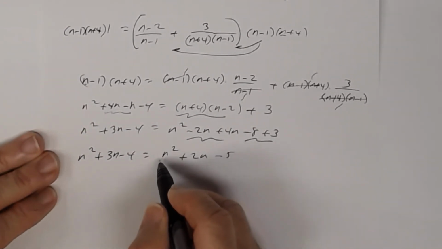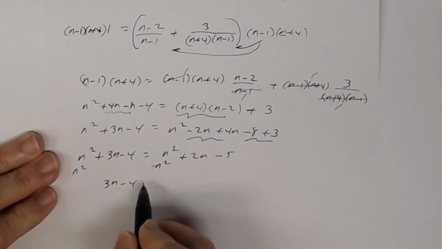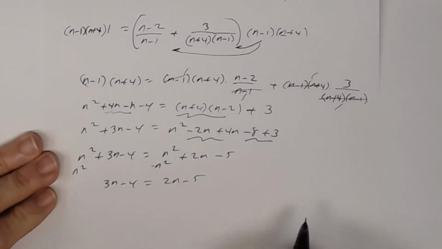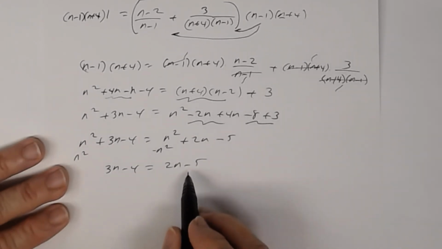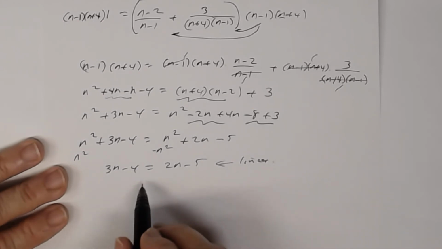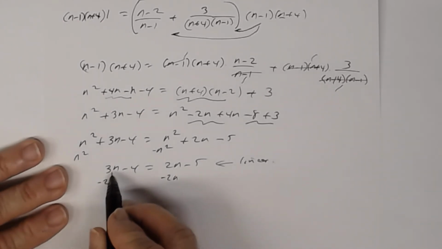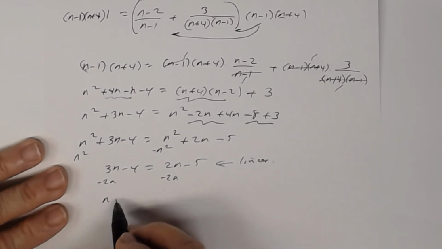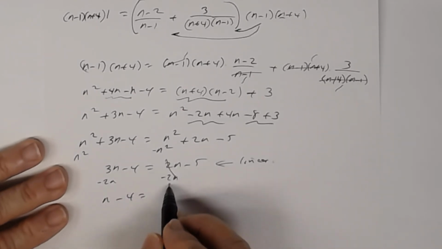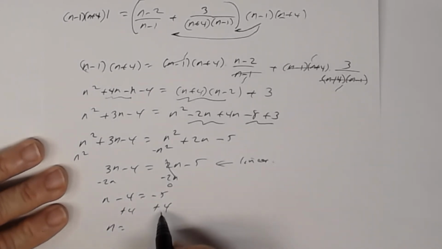So notice that when I subtract n squared from both sides, I end up with a linear equation, 3n minus 4 equal 2n minus 5. Okay? So notice this is linear now. So I'm going to bring all the variables to one side. I'm going to subtract 2n from both sides. 3n minus 2n is n minus 4, equal. This is 0, and I get negative 5. Adding 4 to both sides, I get n equal to negative 5 plus 4, which is negative 1.